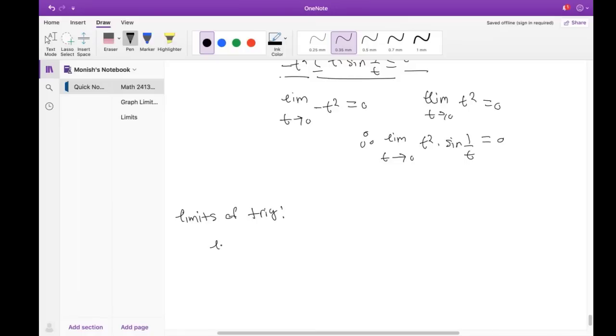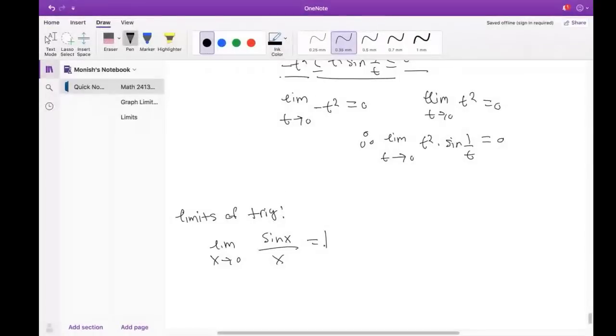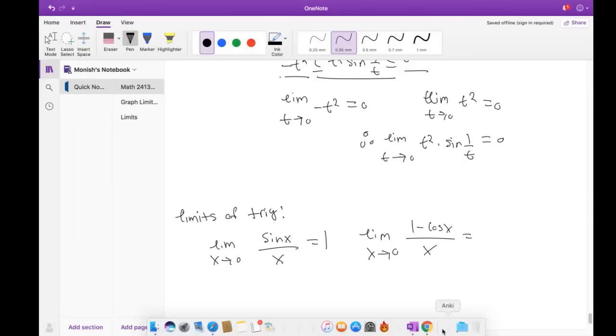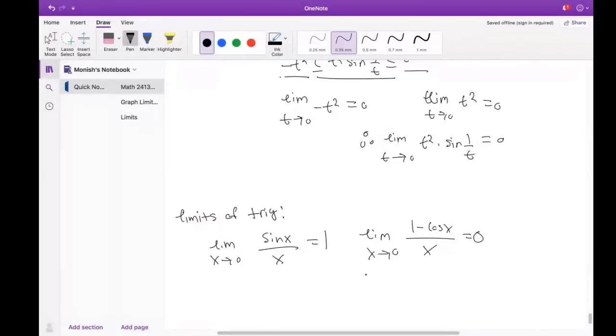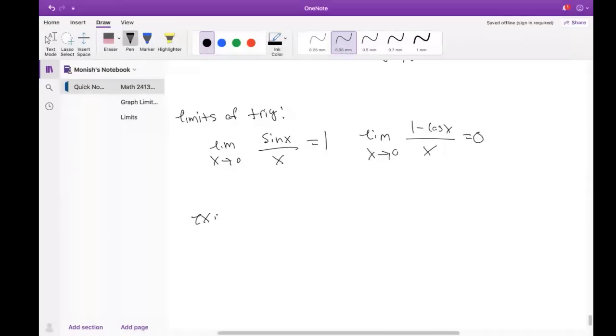Okay, so there's two main ones that you need to know. So does anyone know what this is equal to? Yeah, so this is equal to 1. And yep, 0. Okay, so those are the two main ones, and then you can manipulate these. They like to manipulate each of these in question formats.